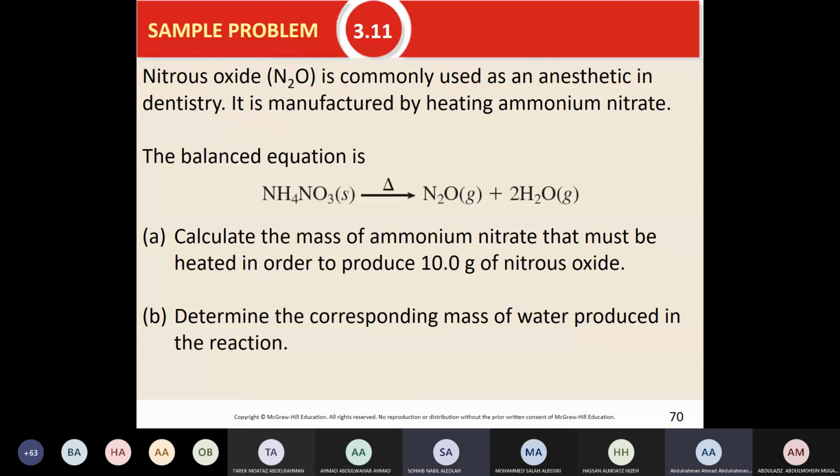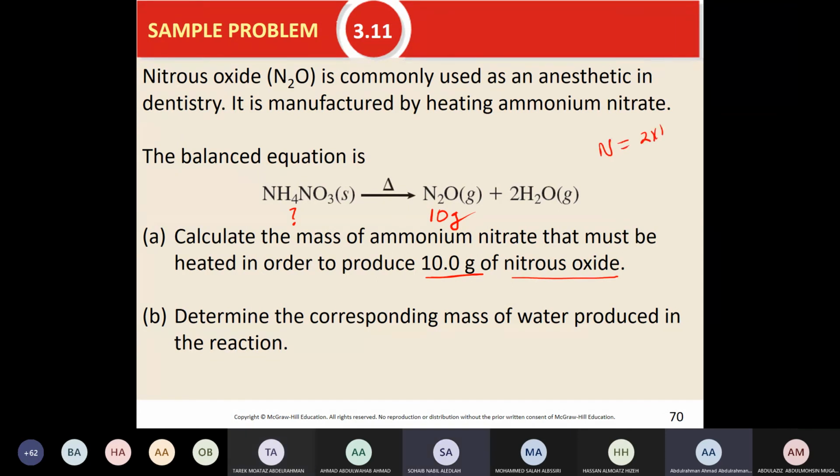Nitrous oxide: calculate the ammonium nitrate that must be heated in order to produce 10 grams of nitrous oxide. We want to know how many grams of this one we need to produce 10 grams of this one. First, this is the equation and it is balanced. How to solve this? You change it to mole first. This 10 grams, change it to mole. How are you going to change it to mole? Don't forget the nitrogen is equal to what?